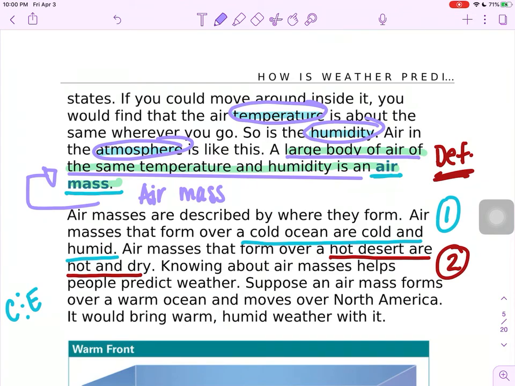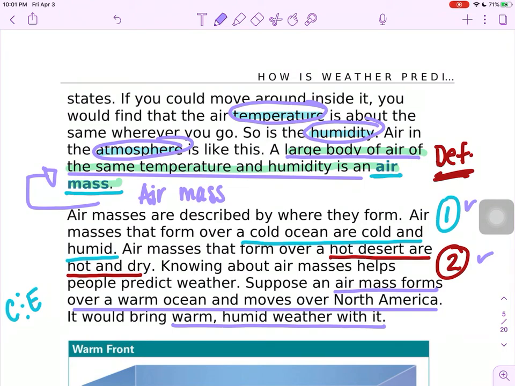So my 1 and 2 over here, I found 2 examples that they gave to me about air masses. So one example is that it could form over a cold ocean and it would be cold and humid, or air masses that form over a hot desert are hot and dry. There's my second example. So I did find a cause and effect as well. So if an air mass forms over a warm ocean and moves over North America, it would bring warm, humid weather with it.